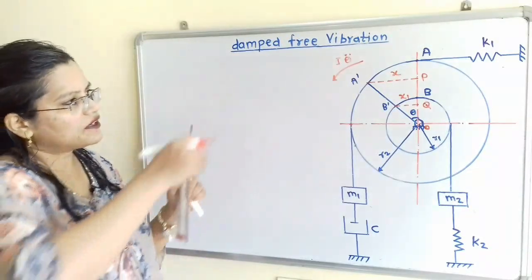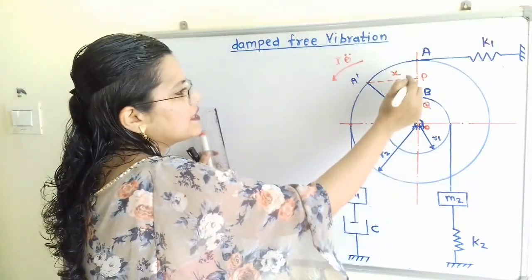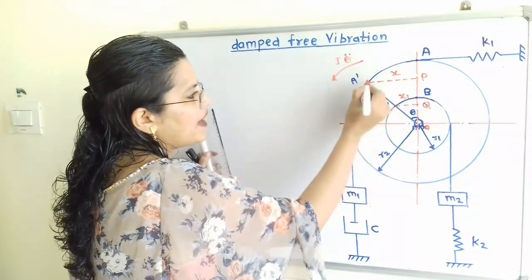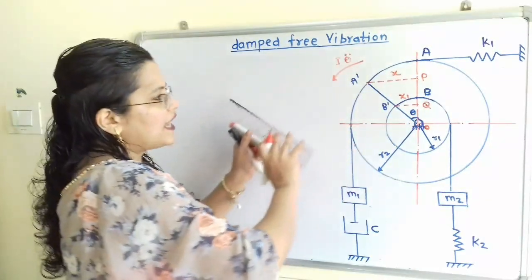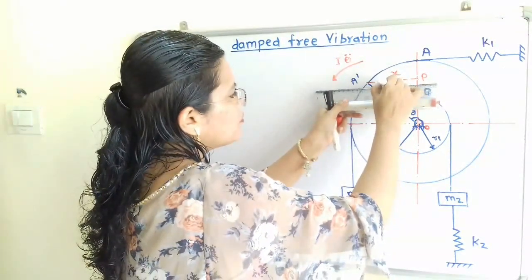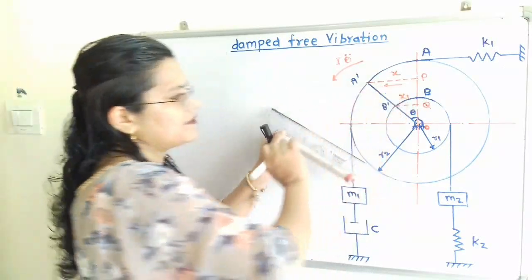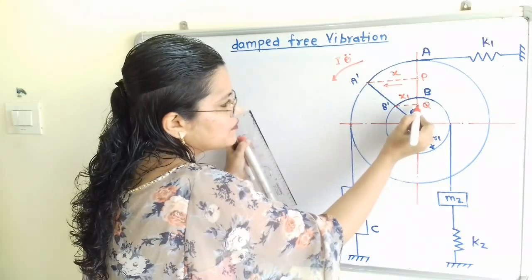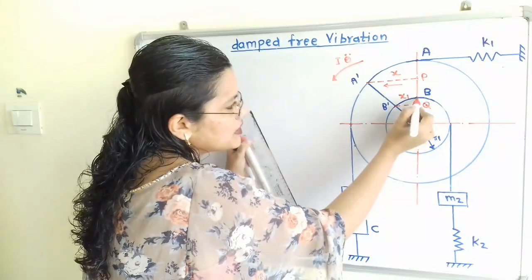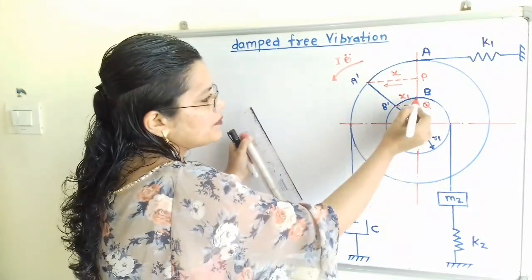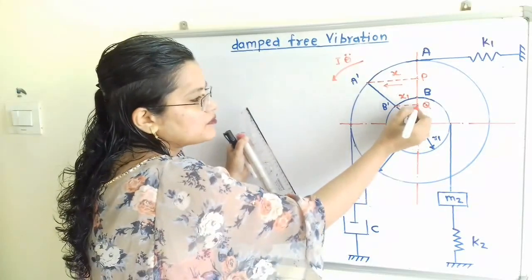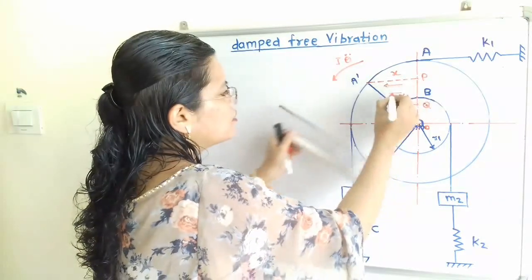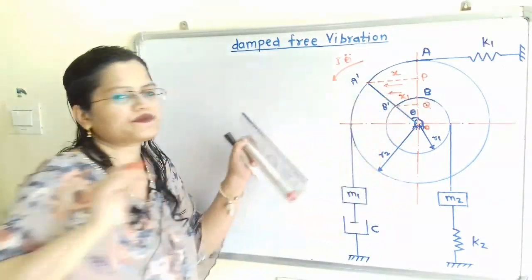If we observe the direction of X, the initial position of this point P is here and the final position is A dash. So the direction of X is towards the left-hand side. Now in the same way, the direction of X1: the initial position is B and then it is B dash. B and Q are a very small distance apart, so we can say that this x1 also has direction towards the left-hand side.